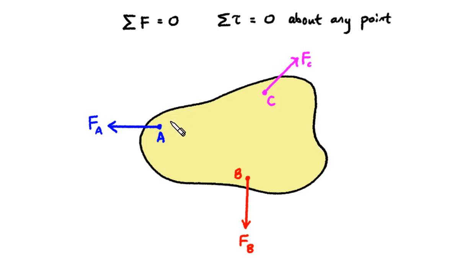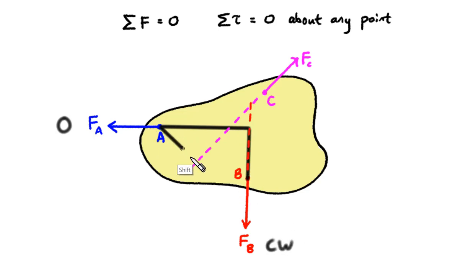Let's start with point A. Is the net moment zero about point A? If we take moments about A, then force A will produce zero moment, but force B will produce a clockwise moment, whereas force C will be producing an anti-clockwise moment. So it's possible for your friend to be correct because the clockwise moment of FB may cancel the anti-clockwise moment of FC if they are the right magnitude, but we can't be sure.